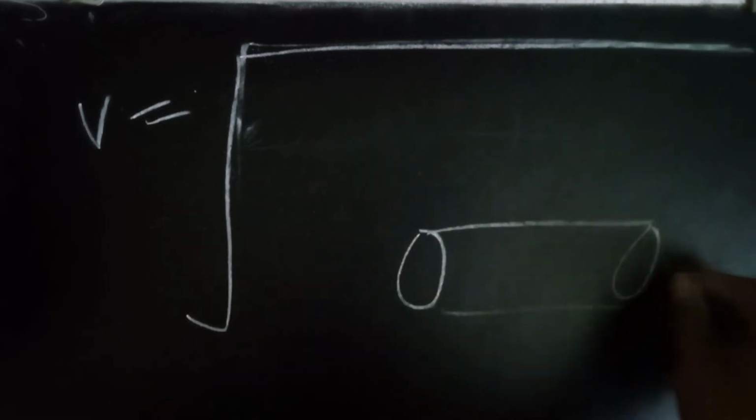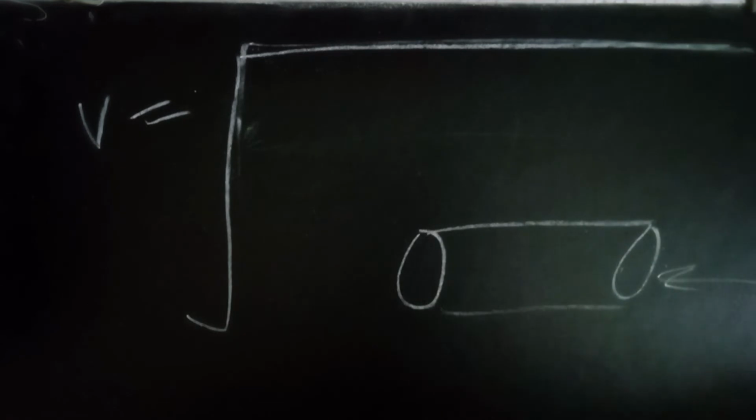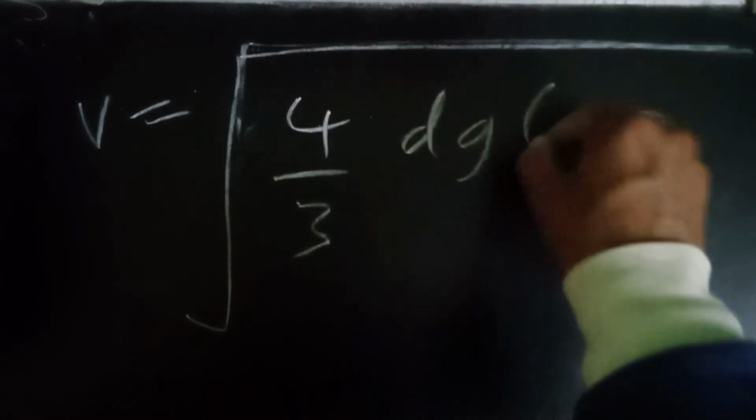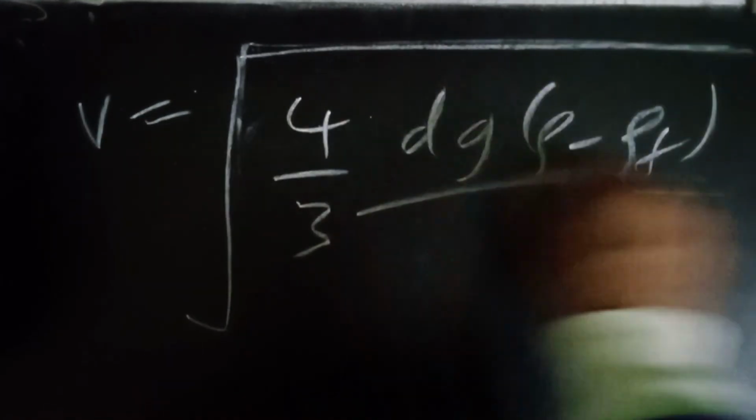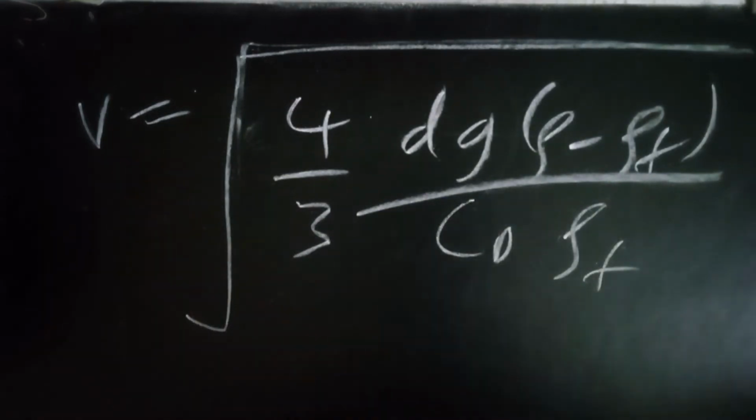So let me write it completely, but you can actually do it for any particle. If it's a cylinder, then take this part as the contact area if it is flowing like this, but mostly it will be given as spherical particle. So finally 4 by 3 dp g (rho minus rho f) upon Cd rho f. This is for greater Reynolds number.